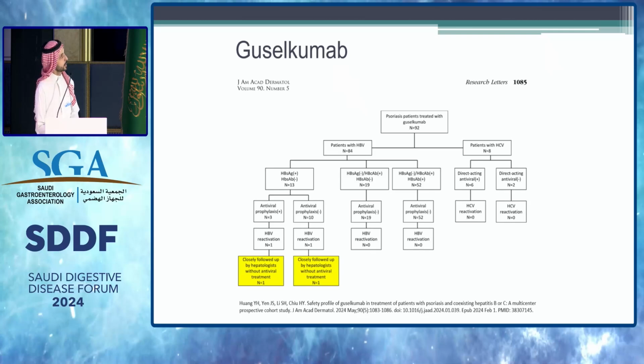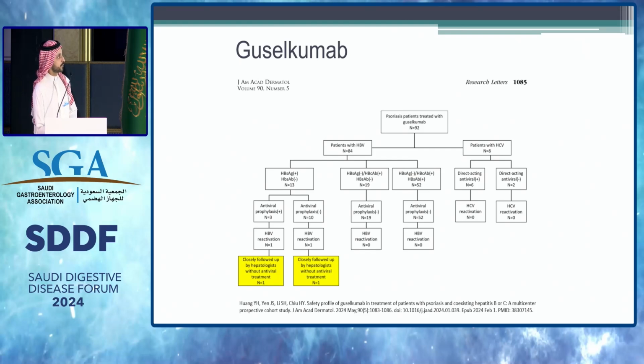For guselkumab, if you look on the left side of the table, there is a study by Huang, published May 2024, Journal of Dermatology. These are psoriasis patients, 84 patients with hepatitis B virus, 13 of them surface antigen positive. The rest were surface antigen negative but core positive. So we'll start with the surface antigen positive patients.